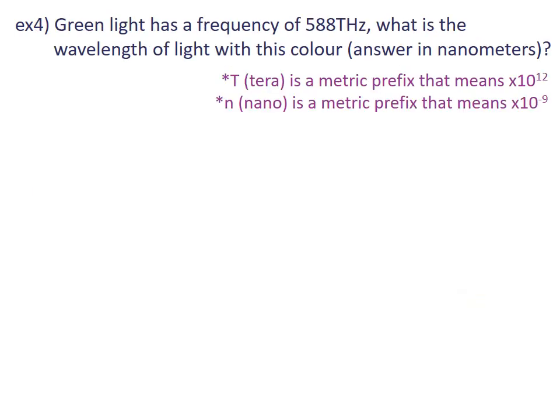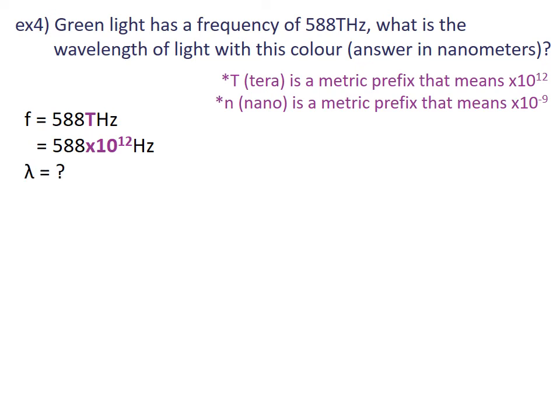Green light has a frequency of 588 terahertz. There's a note that you might want to add: big T is tera. It is a metric prefix that means 10 to the 12th. It is also our frequency. So I'll write frequency equals 588 terahertz, and I will substitute in for the big T times 10 to the 12th. So frequency is 588 times 10 to the 12 hertz. It says, what is the wavelength of light with this color? So I'm looking for wavelength.